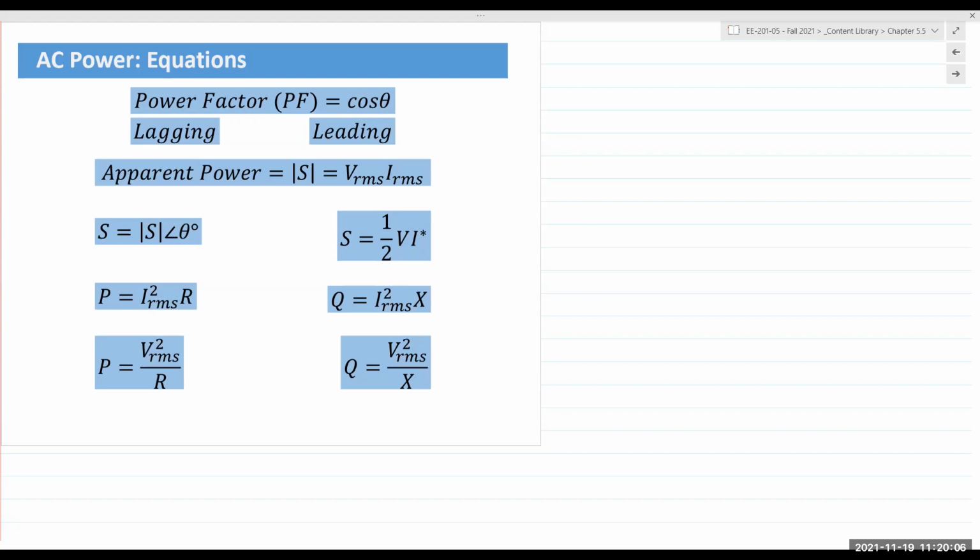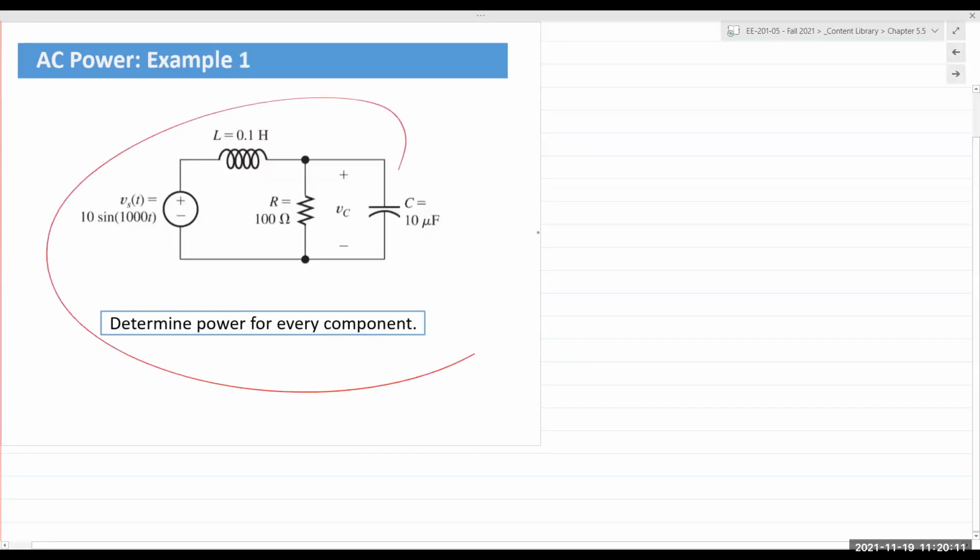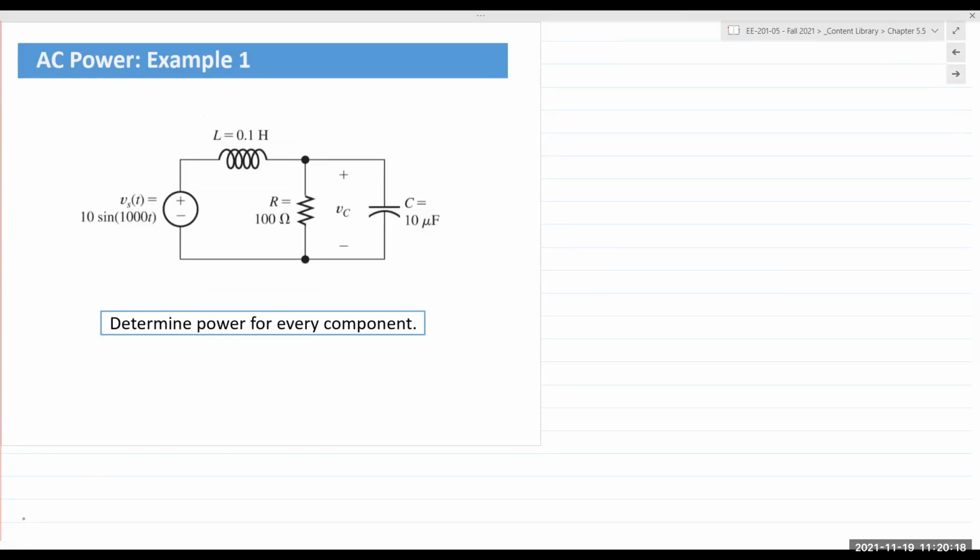Okay. So let's get to our problem. We have an RLC circuit. We are applying a voltage.